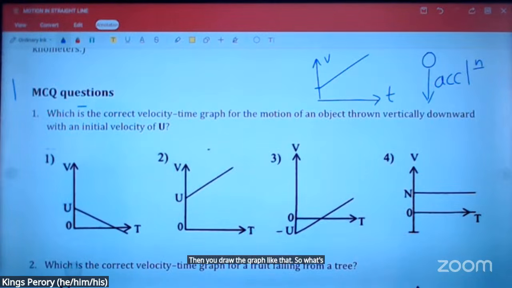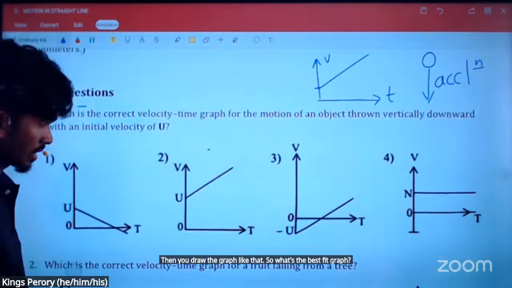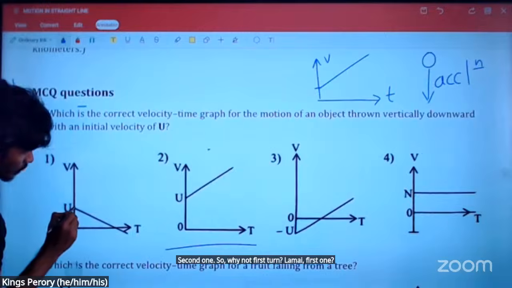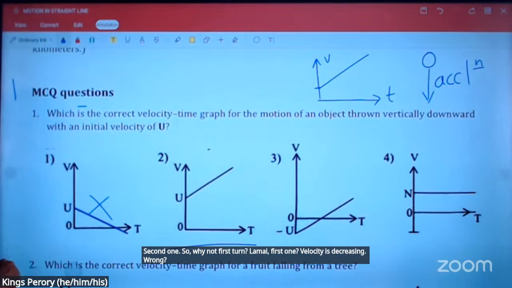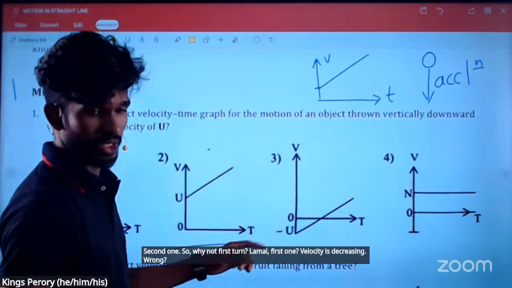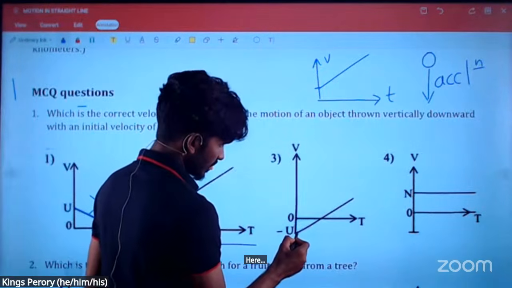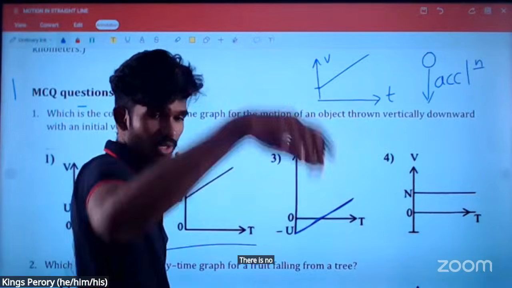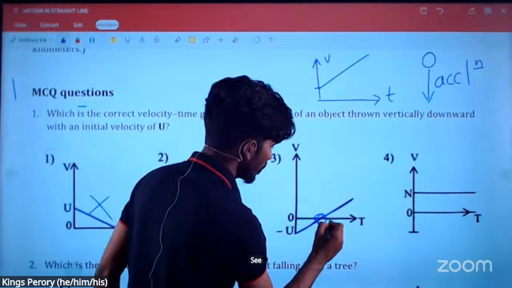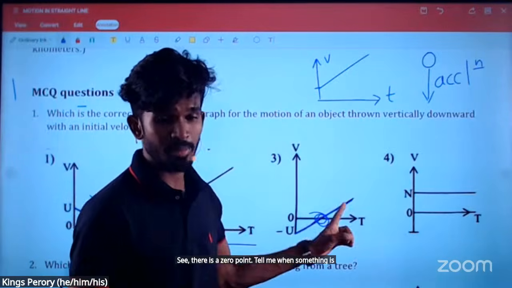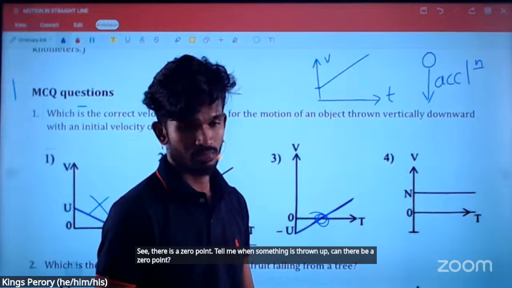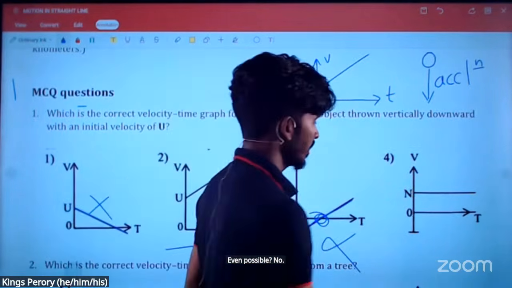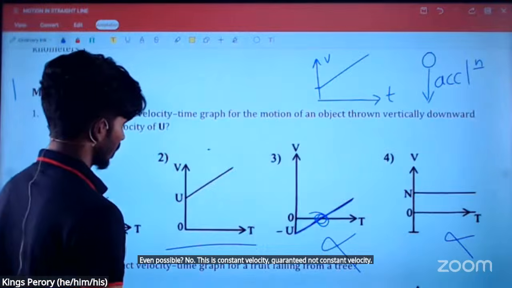So what's the best fit graph? Second one. So why not the first one? In the first one, velocity is decreasing. Wrong, no? Here, there is a 0 point and then increment. There is no 0 point here when you throw something down. When something is thrown up, can there be a 0 point? Impossible. This is constant velocity. Guaranteed not constant velocity. Answer is this.